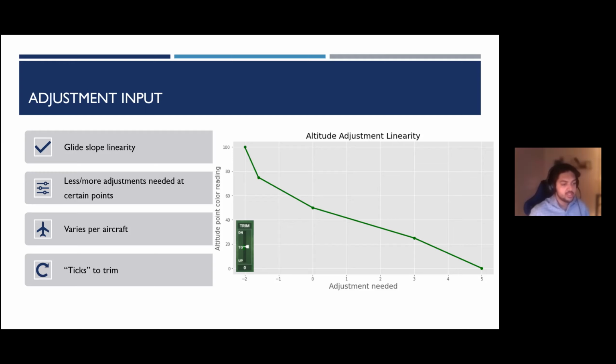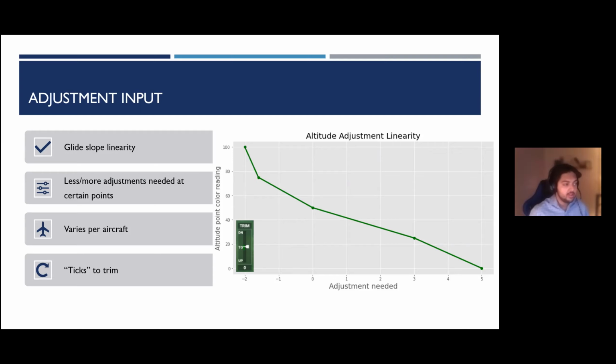Trim uses a set path with adjustments needed in the form of ticks. So the ticks you trim are certain ticks to go up or down, which you can see in the small photo on the graph. Less or more adjustments are needed at certain points. So you can see at higher points, there is a different tune of adjustment needed than at lower points.